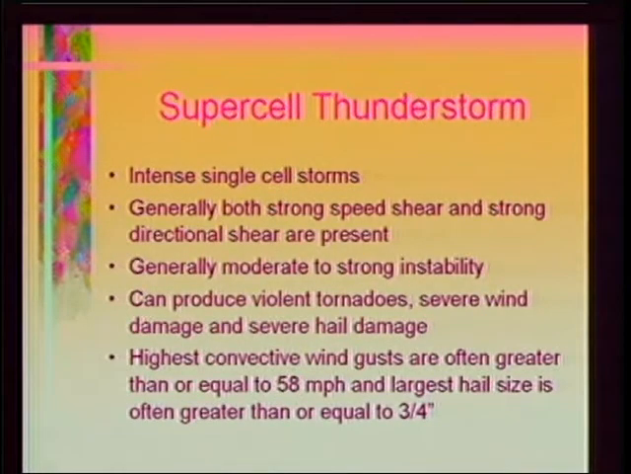Next, we'll look at the supercell thunderstorm. These are intense single-cell storms. Generally, both strong speed shear and strong directional shear are present. Moderate and strong instability will also be present. They can produce violent tornadoes, severe wind damage, and severe hail damage. High convective wind gusts can be greater than 58 miles per hour with 3/4 inch hail or greater.